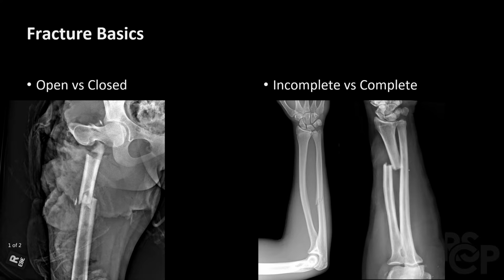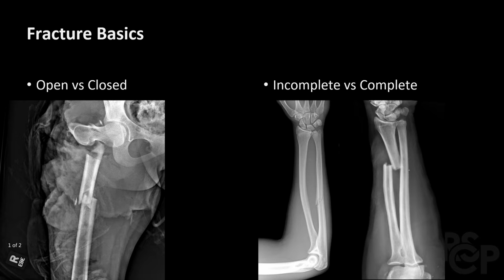So to start with some fracture basics, first we'll talk about open versus closed fractures. Open fractures, bones break through the skin or have a deep wound that exposes the bone, and a closed fracture is a fracture that does not break the skin. In this picture on the left, you can see this open fracture of the proximal right femur. This is actually from a boat propeller injury. It doesn't extend out to the skin, but this wound exposes the bone.